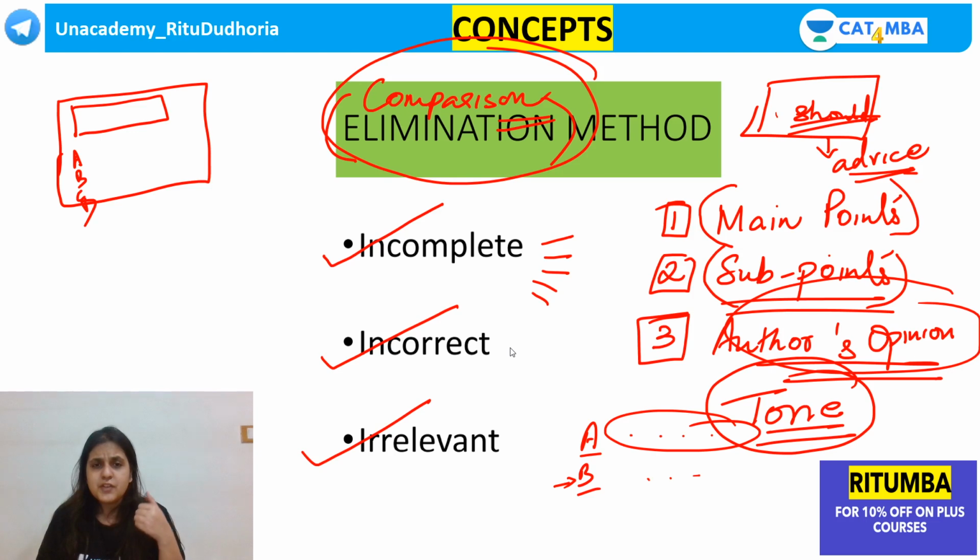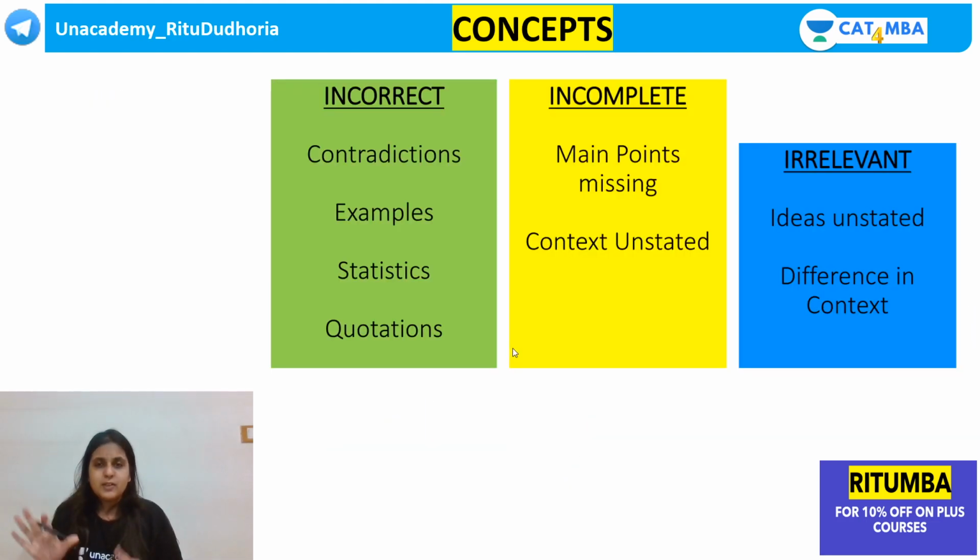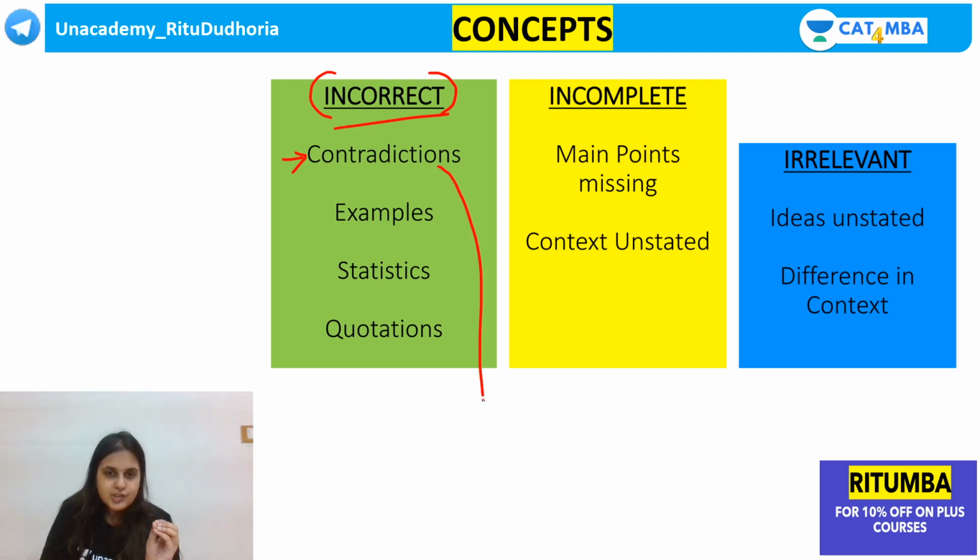Now let's understand the definition of incorrect, incomplete and irrelevant. So this pictorial representation will help you to remember and help you to judge कि incorrect क्या होता है, incomplete क्या होता है और irrelevant क्या होता है. Now, when do you eliminate an option because it's incorrect? If it contradicts the passage. Contradiction. Now, for contradiction, I mainly want you to focus on this word, distortion.